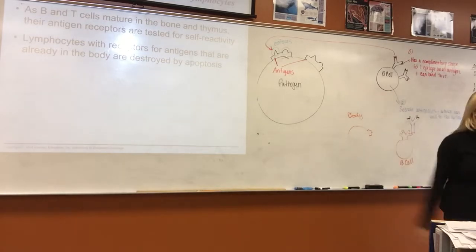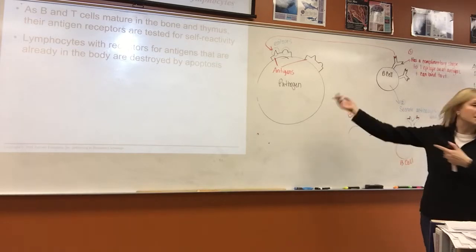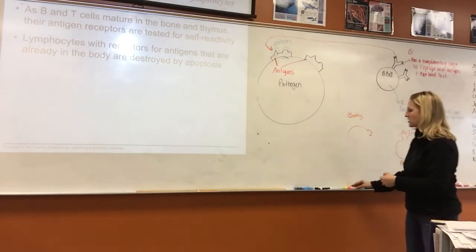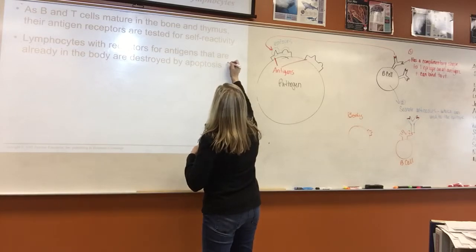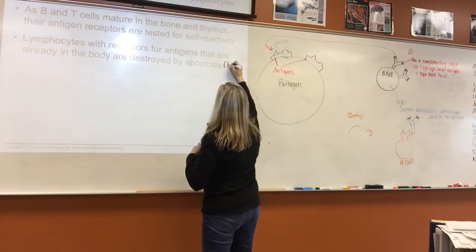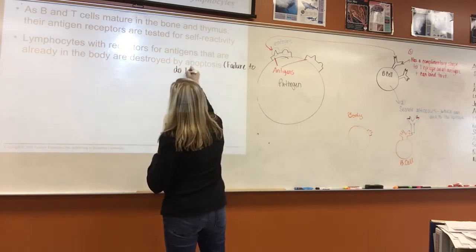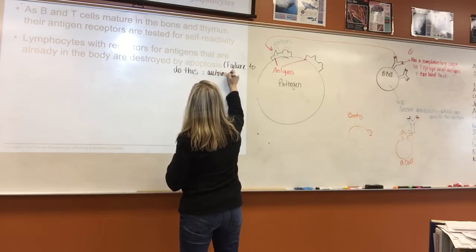If this doesn't happen to you, what happens? You don't kill off those B and T cells, and so you do get destruction of your own tissues. That's how autoimmune disorders happen, all right? I'm going to write here, failure to do this equals autoimmune disorder. So that can lead to an autoimmune disorder.